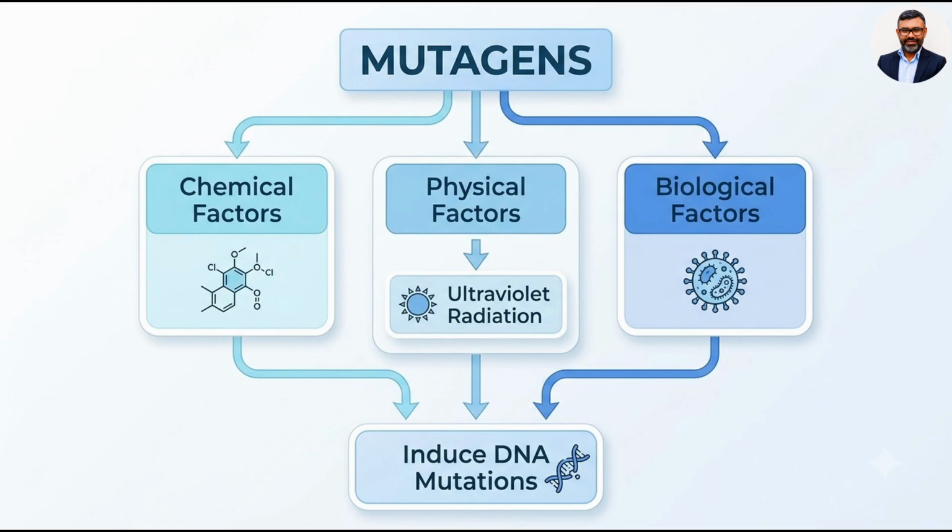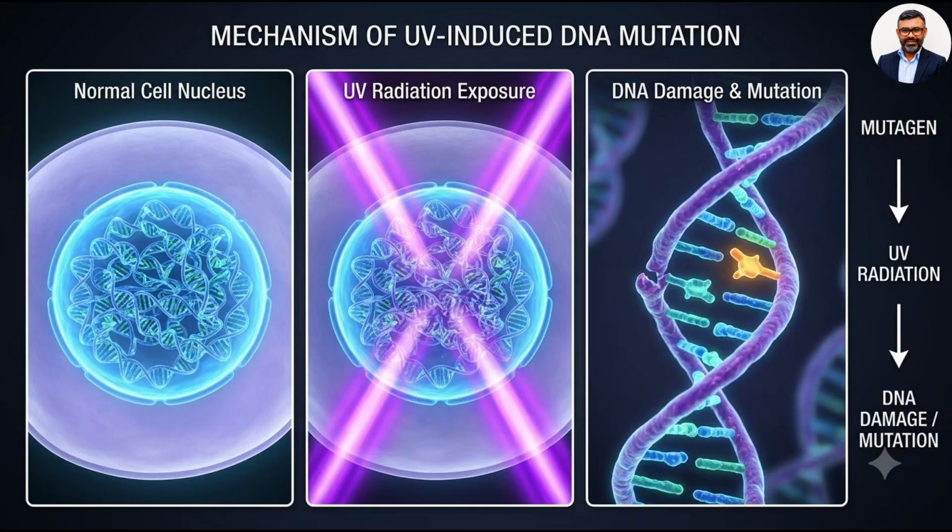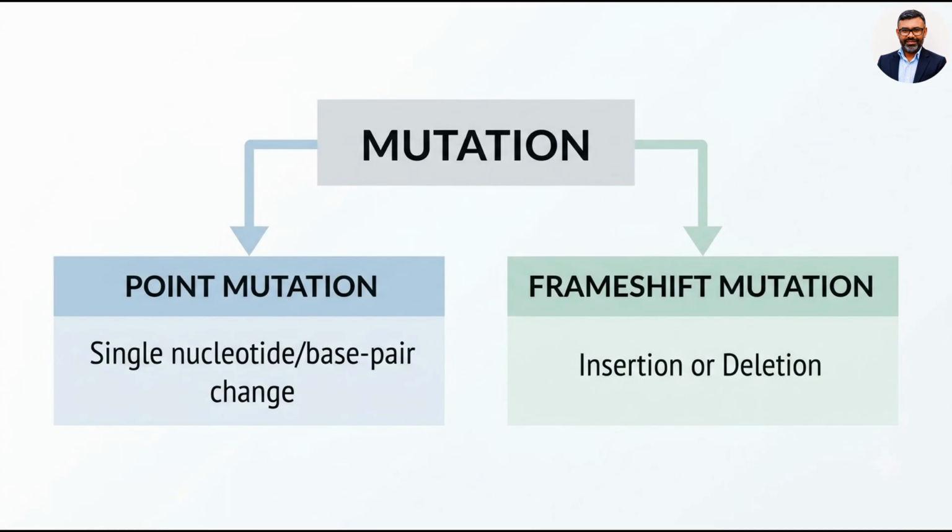Chemical, physical, or biological factors that induce mutations are called mutagens. For example, ultraviolet radiation is a mutagen that can cause mutations in organisms. Mutations can be classified on the basis of their level and mechanism. In this lesson, the important categories are point mutation and frameshift mutation.